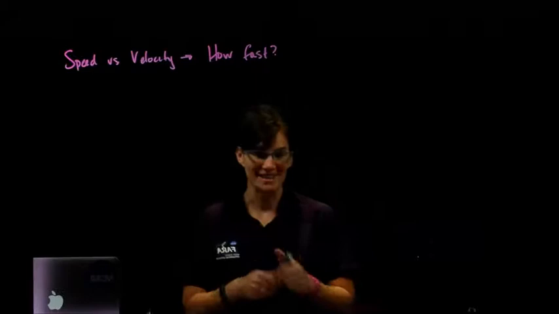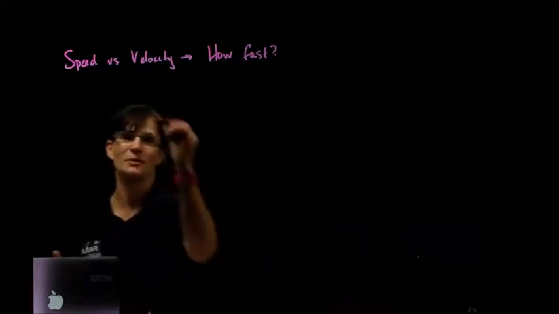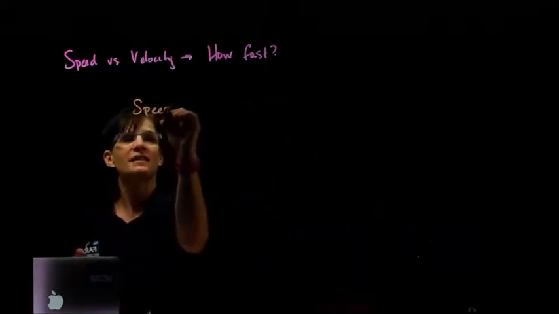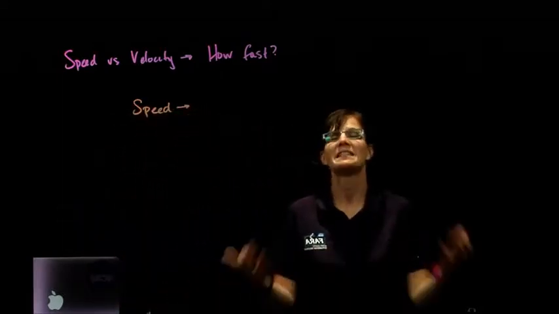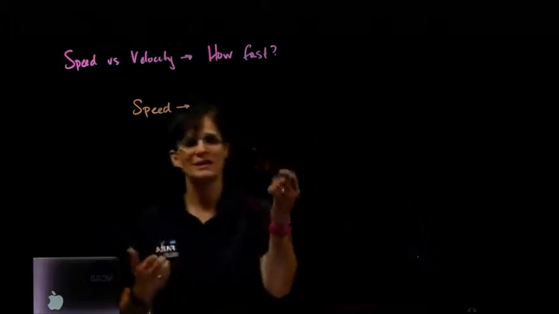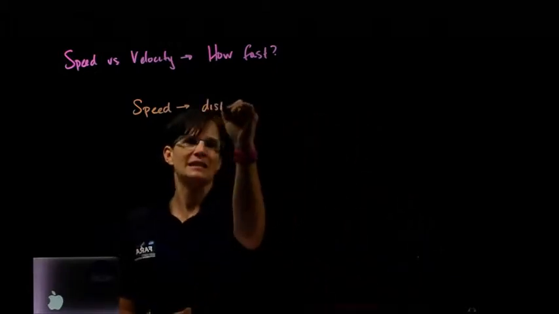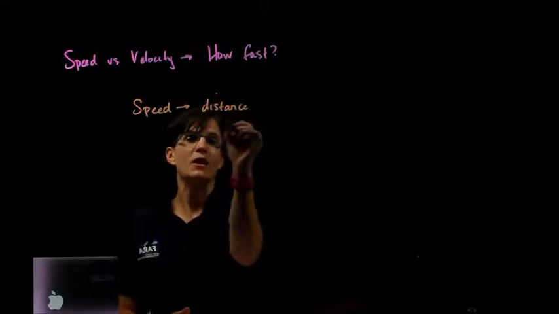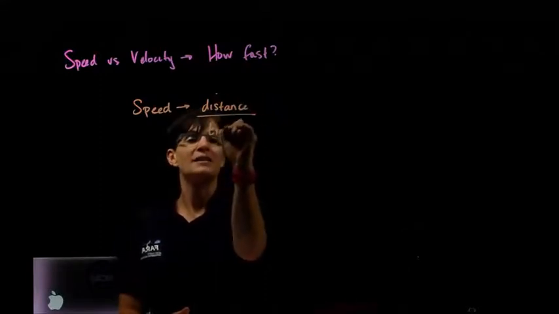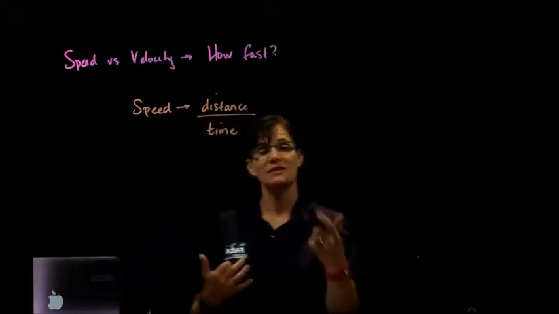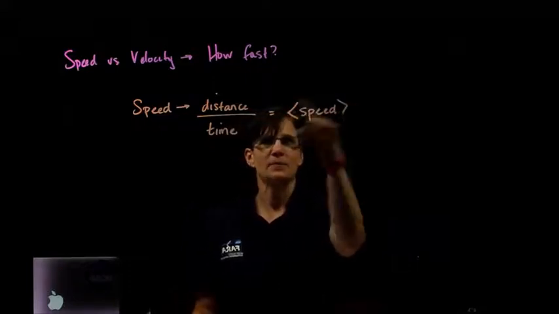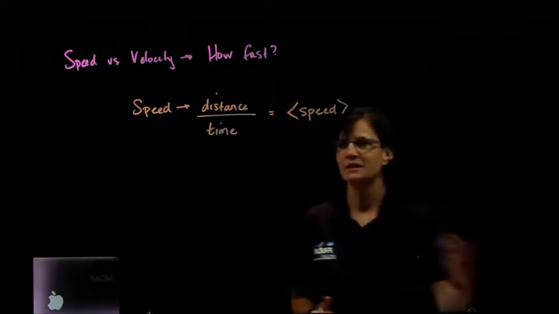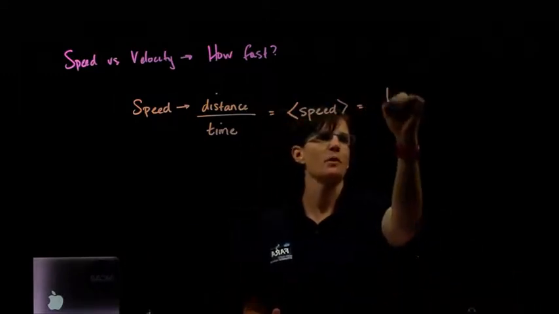So what is the difference? They both say how fast something is going. Speed defines how fast something is going in terms of its distance traveled. So speed is related to distance, distance over the time that distance is traveled. So this is how we define the average speed: our distance, our total lengths, divided by the time of the motion.